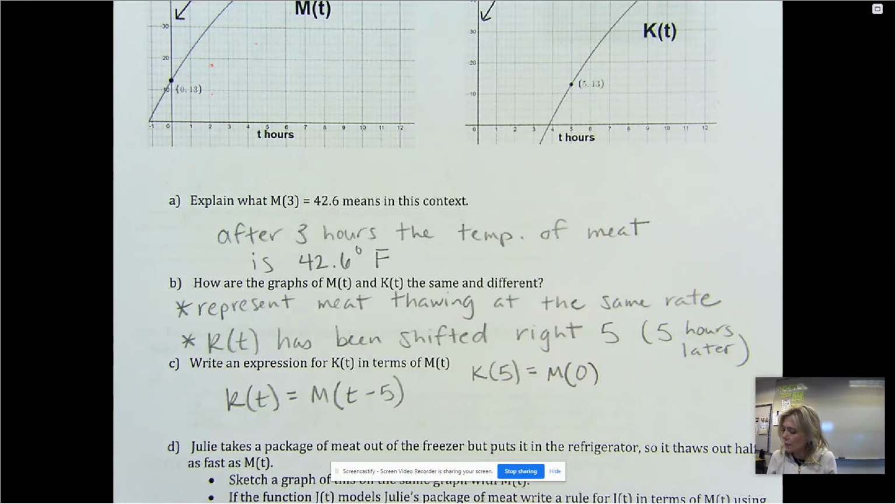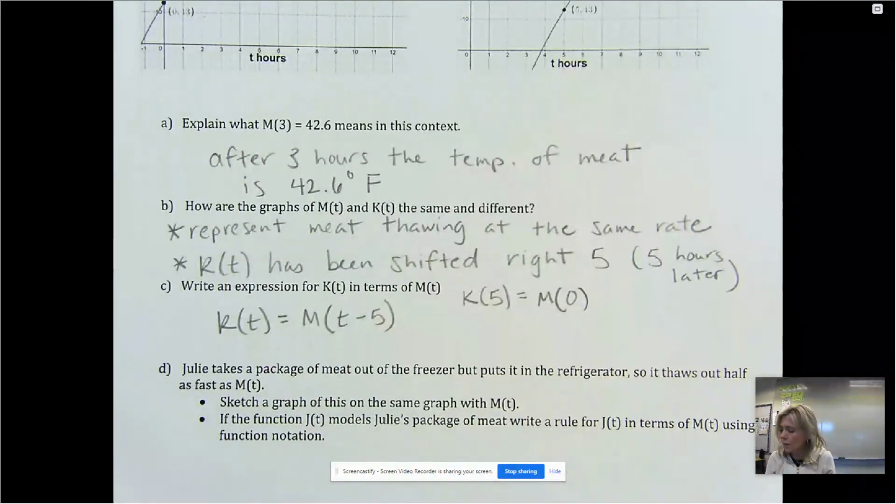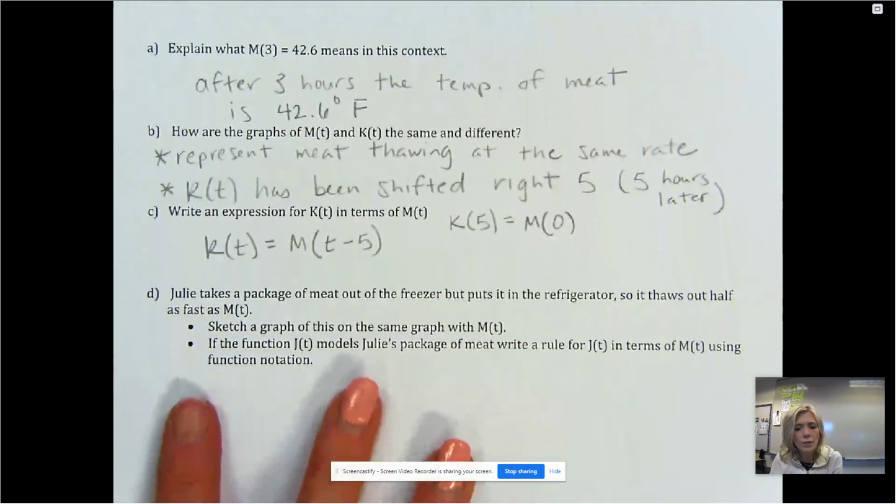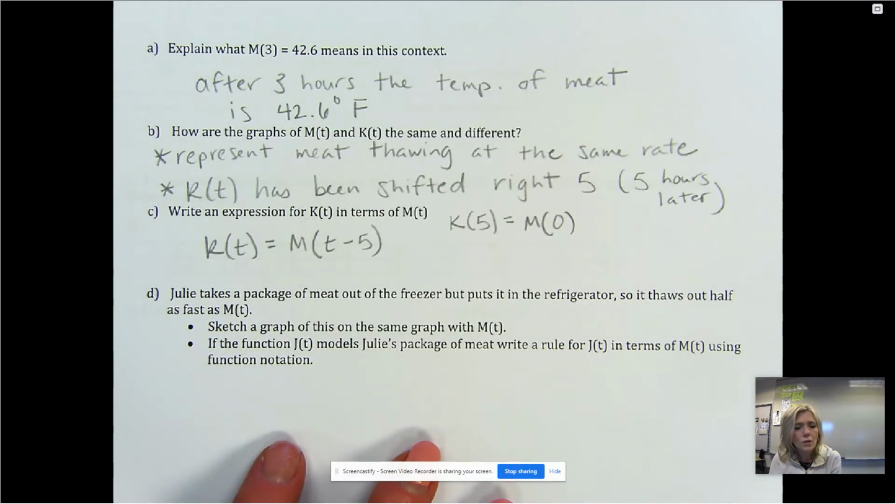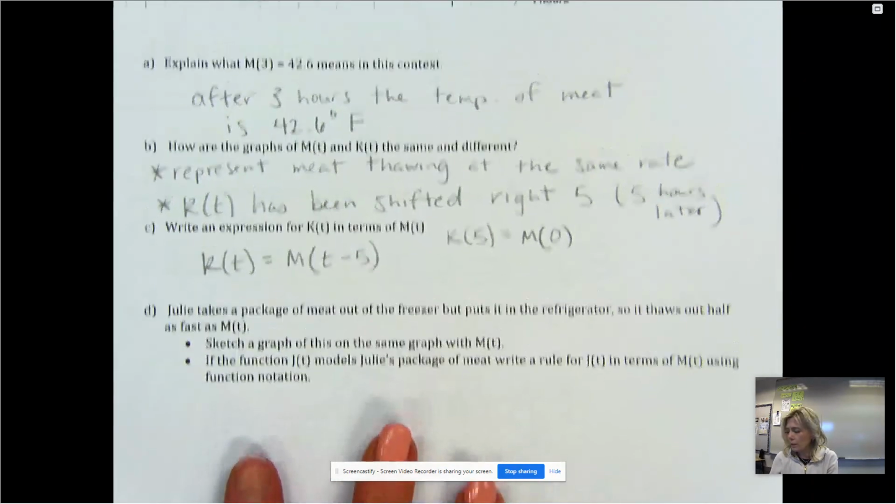And then finally, Julie takes a package of meat out of the freezer, but puts it in the refrigerator, so it thaws out half as fast as M of T. Sketch a graph of this on the same graph with M of T. If the function models Julie's package of meat, write a rule for J of T in terms of M of T using function notation. So if it's going to just be half, but starting at the same time.